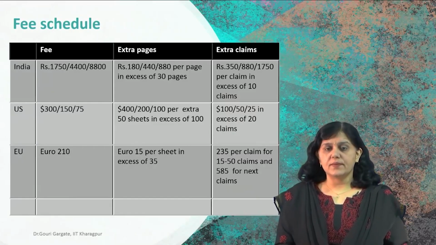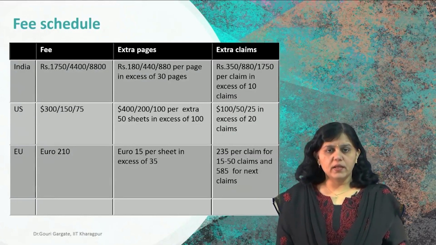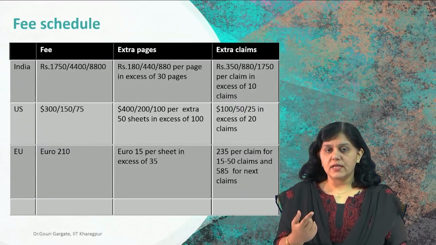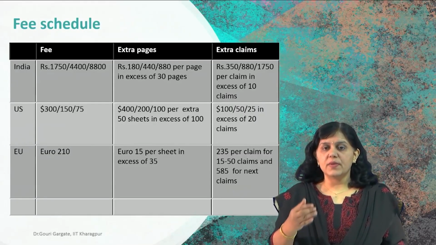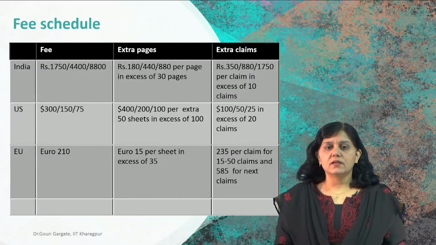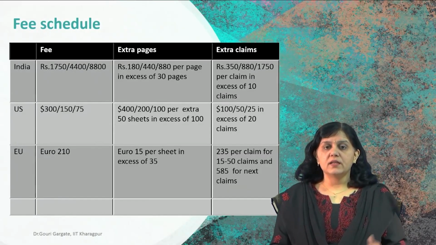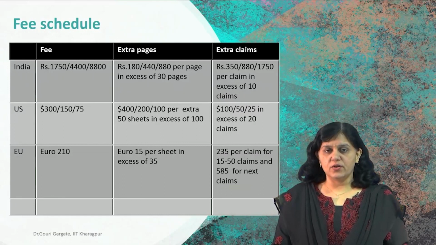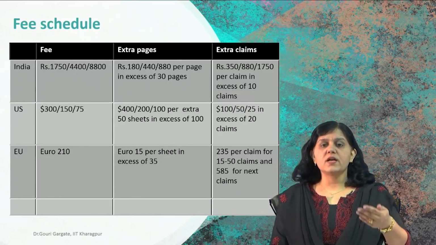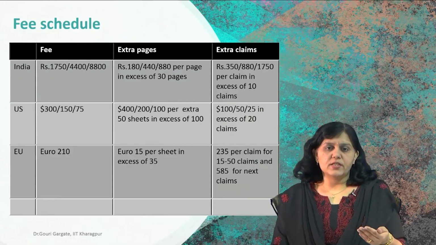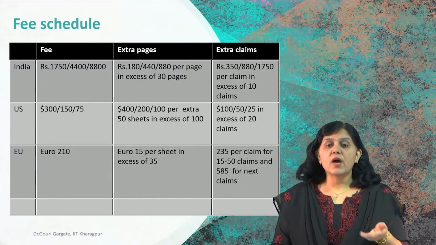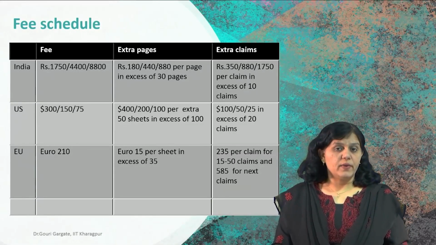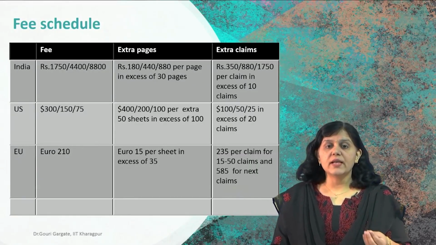What about the USA? In the USA, 100 pages are considered normal, that is, whatever fee is mentioned covers 100 pages. Beyond that, for up to 50 more pages, that is 100 plus 50, the fee will change to $400, $200 and $100. So, if your patent is 150 pages instead of 100, and you are an individual, then you have to pay $100 instead of $75 as a statutory fee when you are filing your patent in the USA. Okay. And what about claims?